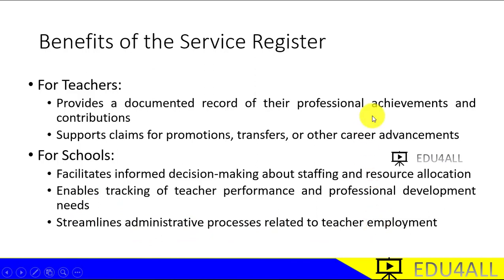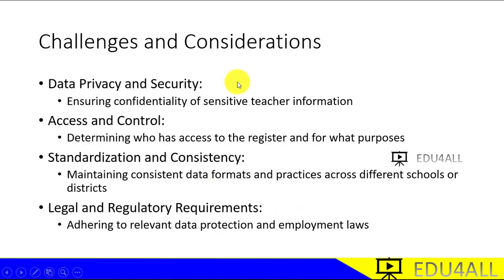So with the SR itself, we can know the whole history of the teacher. With that, the school administration will go smoothly. So what could be the challenges and considerations? First one is data privacy and security, ensuring confidentiality and sensitivity of teacher information.